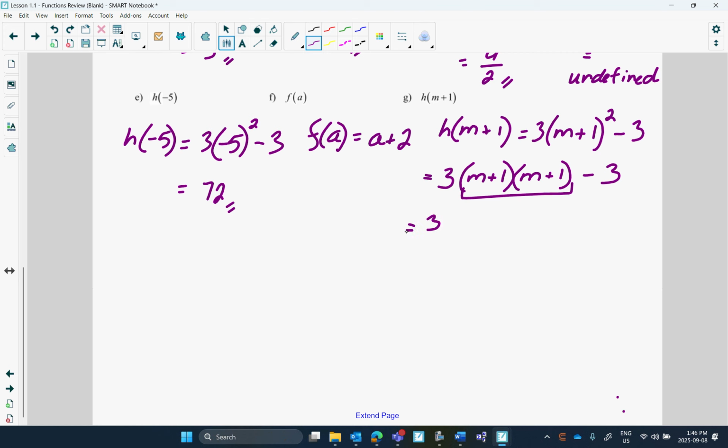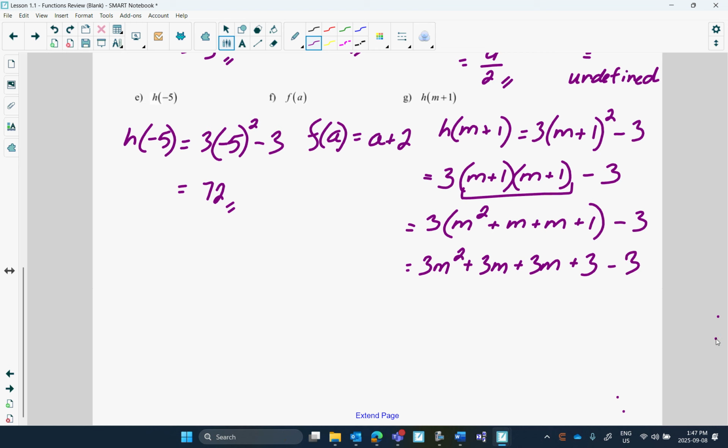What is m plus 1 times m plus 1? m squared plus m plus another m plus 1. Close those parentheses because I still got to take this and multiply everything here by 3. So I get 3m squared plus 3m plus 3m plus 3, and there's still a minus 3.